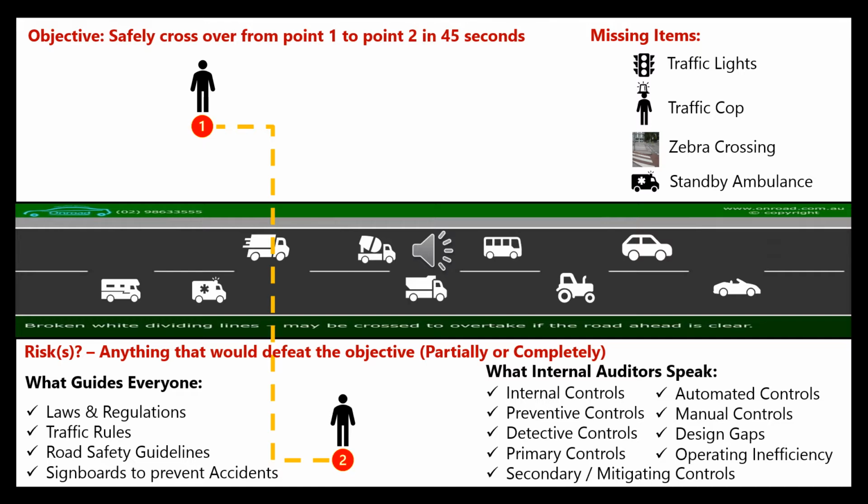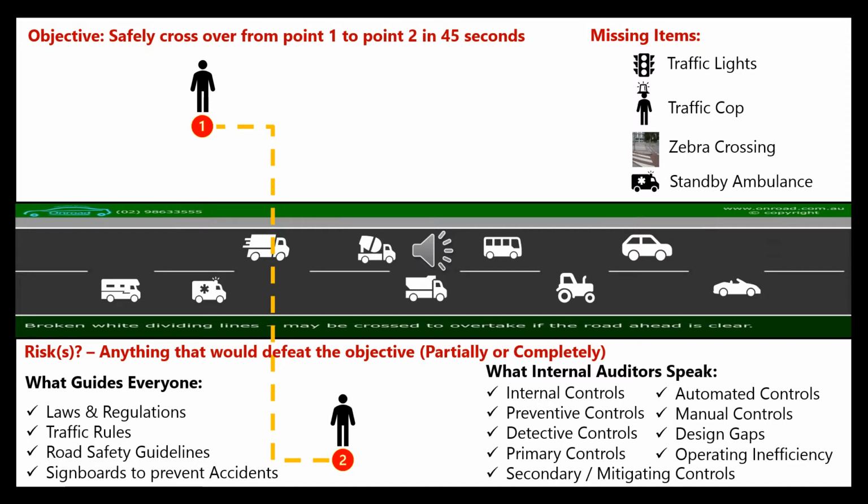And that risk could be because of external factors, that is, the vehicles on the road, the drivers driving those vehicles, or it could be because of internal factors, that is, something going wrong with the body of the person while he's walking or crossing the road. Now, if you look at the overall environment, what guides everyone here? Those will be the laws and regulations, the traffic rules, the road safety guidelines, the signboards to prevent accidents.